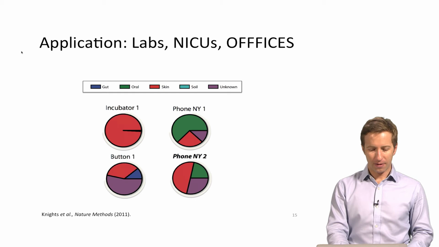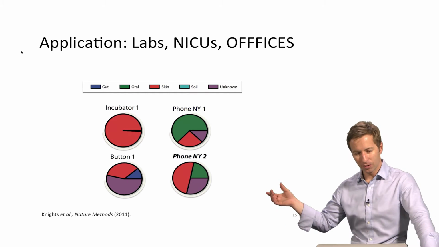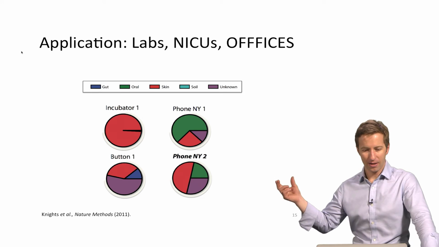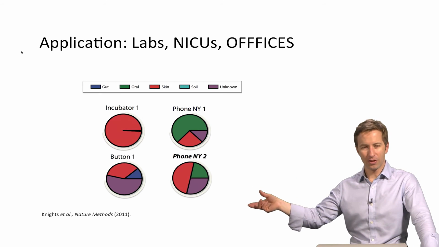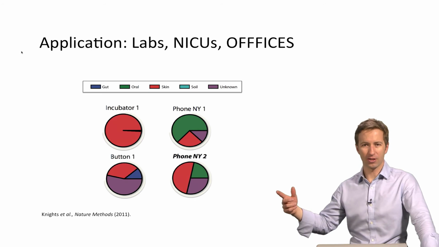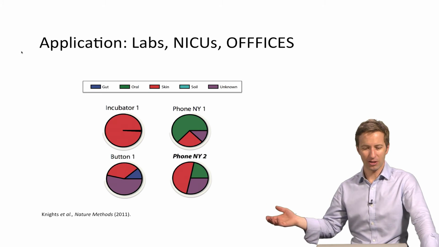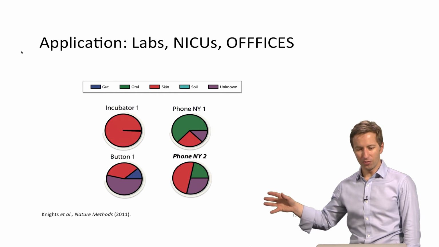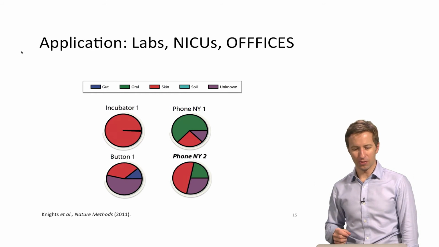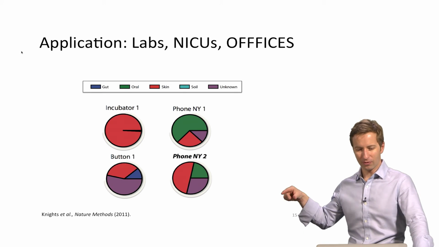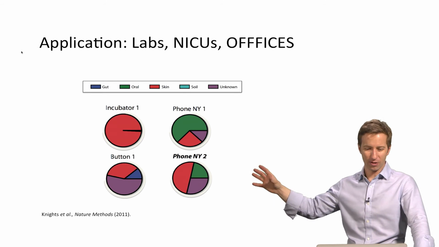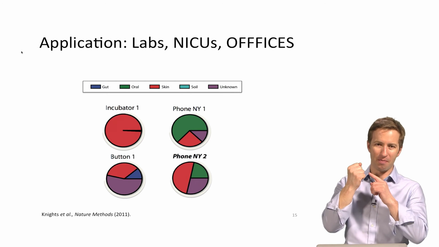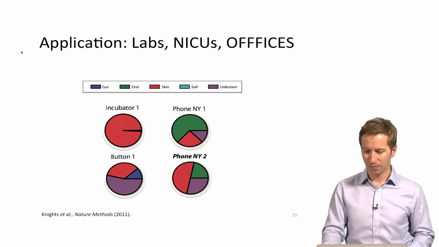But then we saw other samples, like here was a button on the incubator for the infant that had some skin community, something that looked like a gut community, and then the rest of it was unknown. So this could be some contamination from changing diapers. Then here are two phone samples that were taken from an office in New York. And these samples have some skin, some unknown, and then they also have this portion of oral communities, which makes sense because it was the mouthpiece on the phone that was sampled.